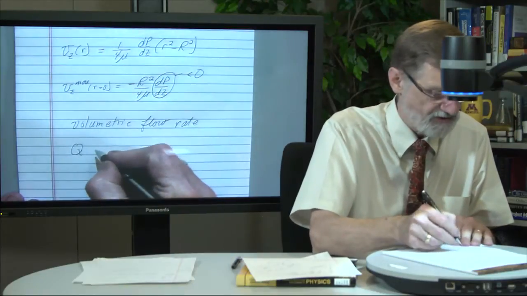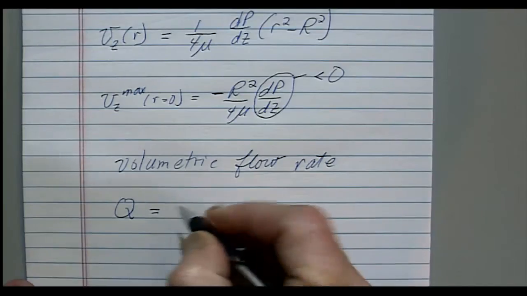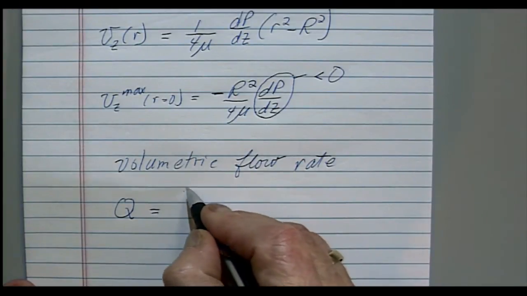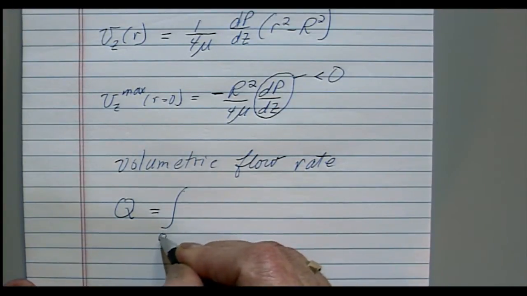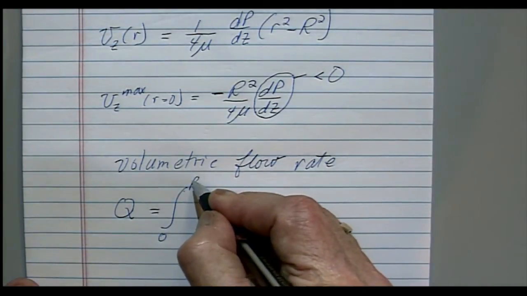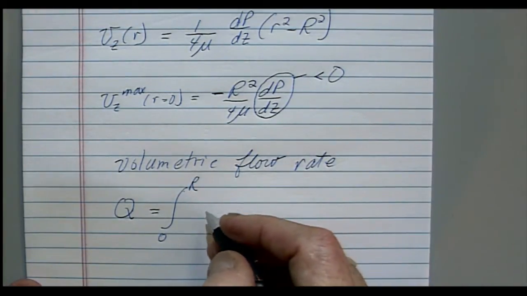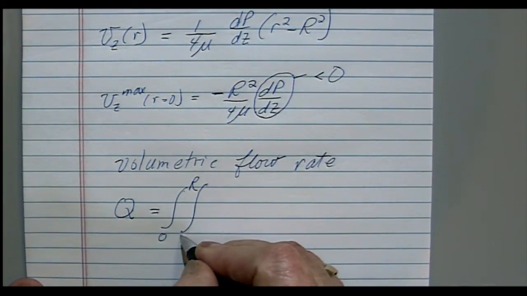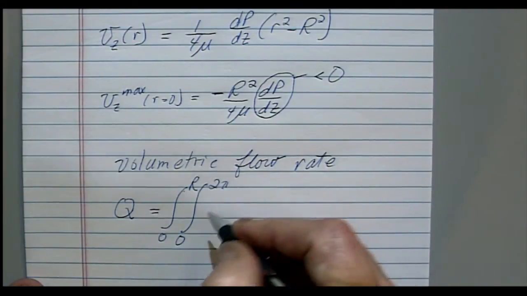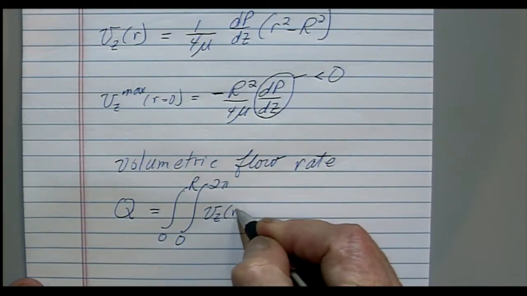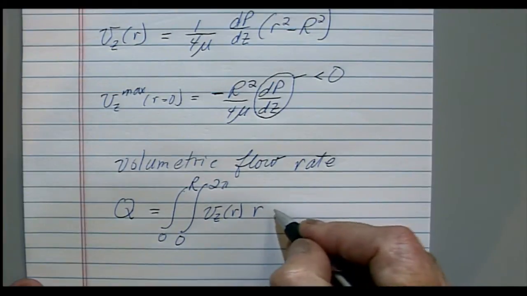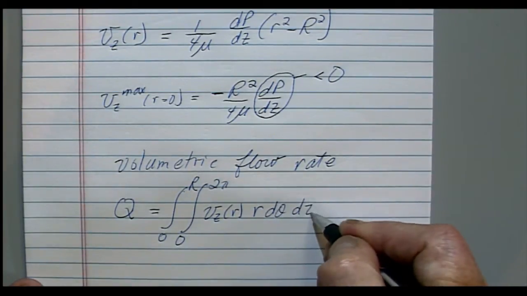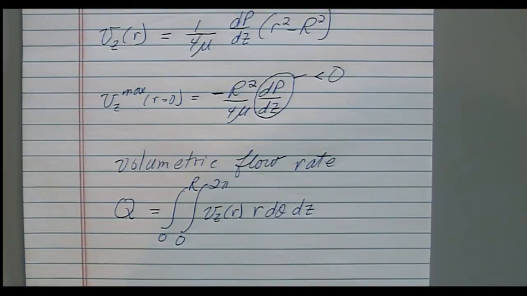Right? And the way we did that is we used the mean velocity, and we calculated the mean velocity integrated over the area. All right, so we're going to calculate the integral from 0 to R, we'll look at this in more detail in just a second, and 0 to 2 pi of the velocity in the z direction, which is a function of r, times r d theta dz. Okay, so let me go back to the overheads, the PowerPoint, for just a minute.